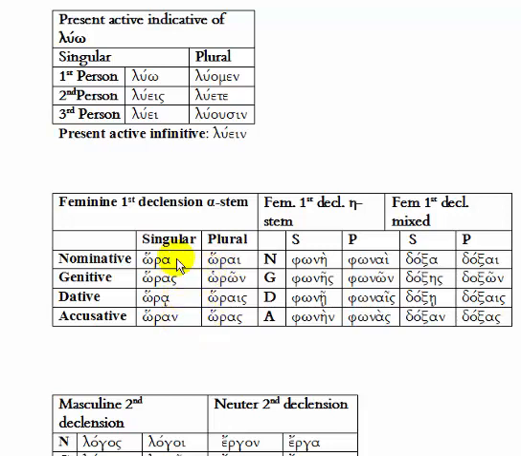So again, hora, horas, hora, horan. Okay, horai, horon, horais, horas. Okay, so again, you'll want to learn those very well because that's a very common pattern that's observed for an alpha stem. Notice the alpha preserves throughout, except in the genitive plural. All right, in these cases we're going to learn as we go along.